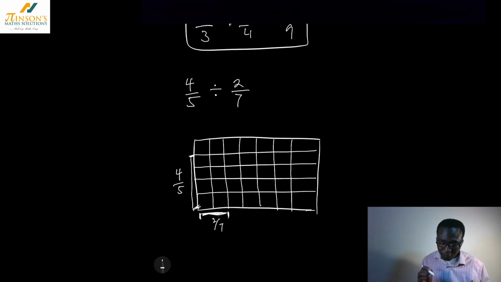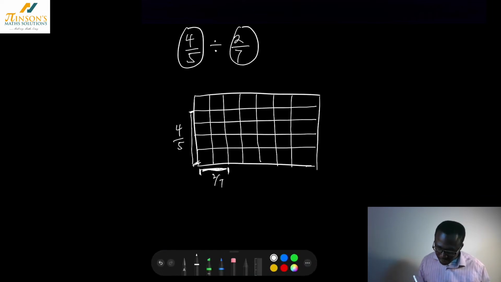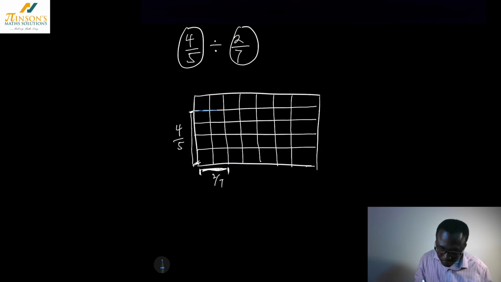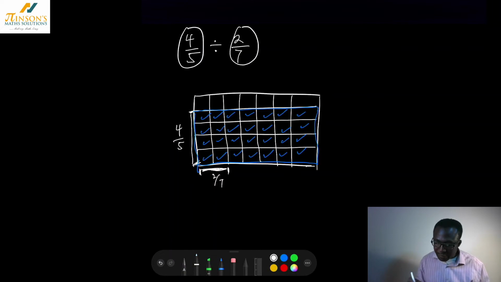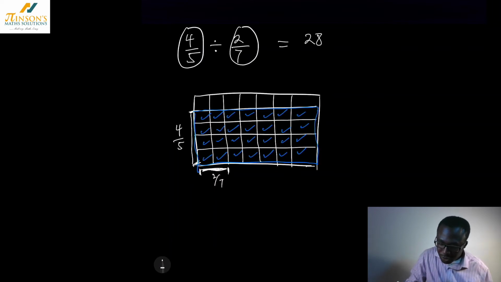Remember, I want 4/5, which is this bit, divided by 2/7. So I'm gonna try and work out my 4/5. So 4/5 are from here all the way there, including these ones. So I'm gonna count how many little squares will make my 4/5 here. So there's 1, 2, 3, up to 28 of them. So my 4/5, there is 28 of them. So I'll write it there.